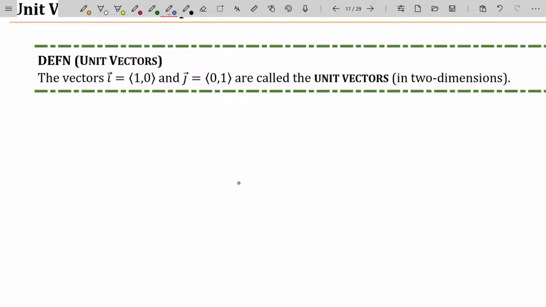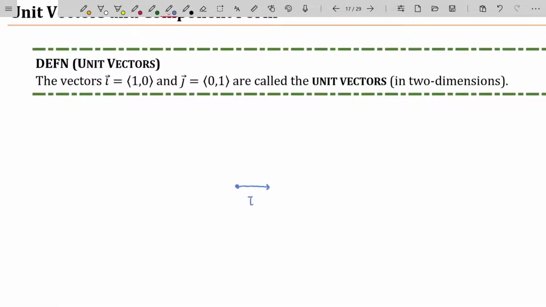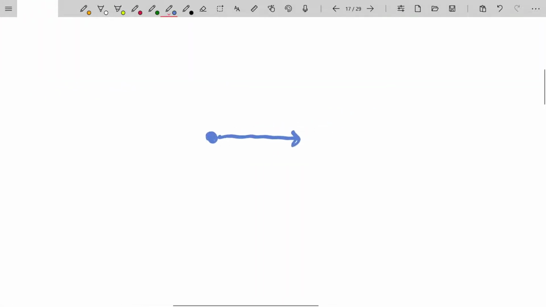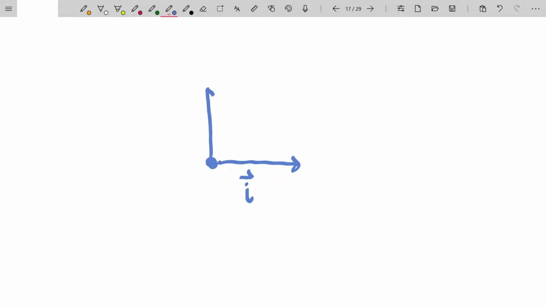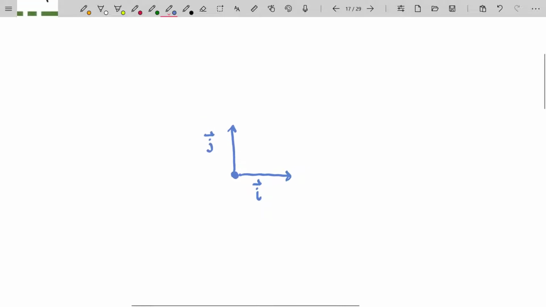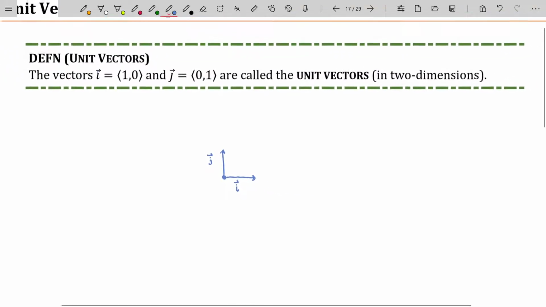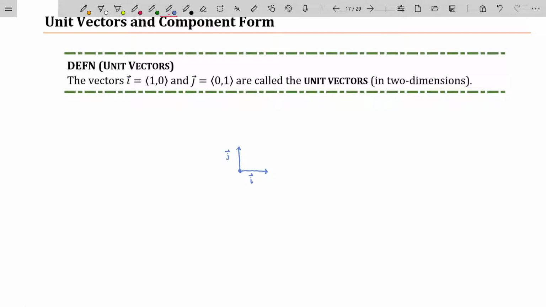If you draw them out, 1, 0 looks like this. That's the vector i. See, I can't even draw it. There we go. And the vector j is the unit vector in the vertical direction, is a good way to think about it. From these two vectors, you can actually recreate any vector in two-dimensional space. And the unit vectors actually carry over to three-dimensional, four-dimensional, and n-dimensional space. So you can have unit vectors for any type of space.